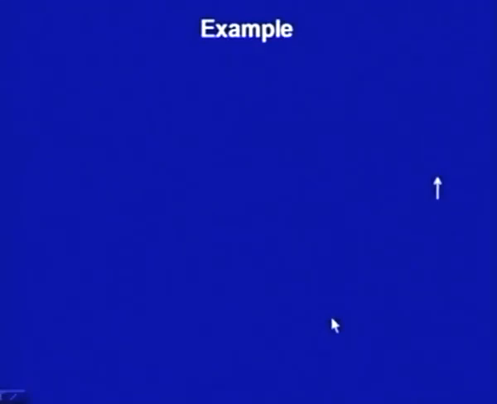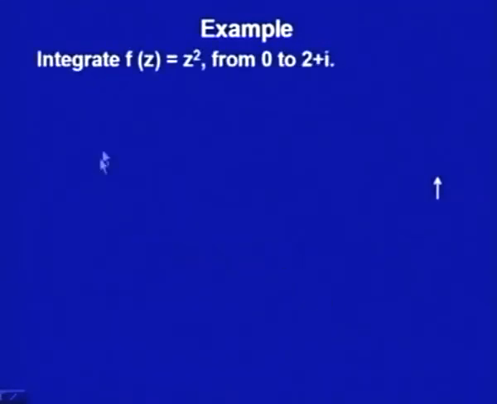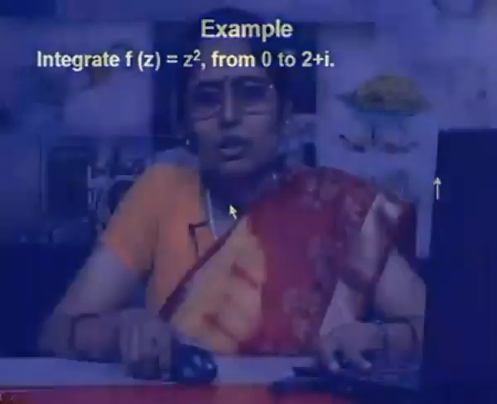Let us do one example. Integrate the function f(z) = z^2 from 0 to 2 plus i. In this example, we will try to find the integral along different contours, that is, different paths. As we have seen, from a point A to B on the complex plane we can reach in infinitely many ways. Then we will see whether the contour really makes a difference in the evaluation of the integral, or it does not.